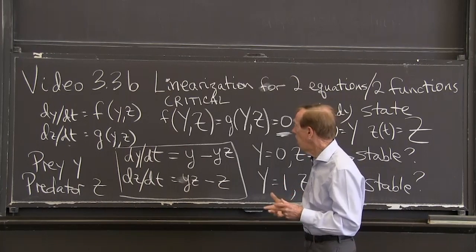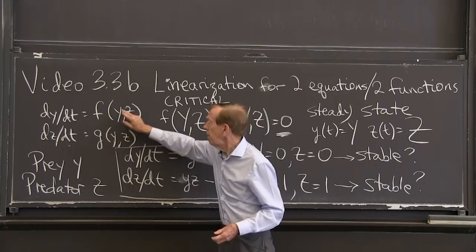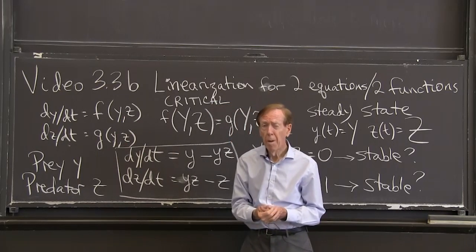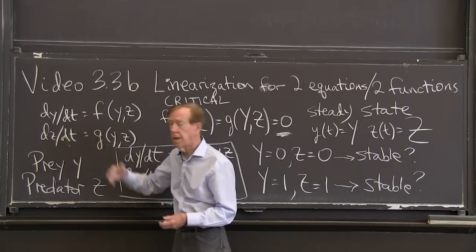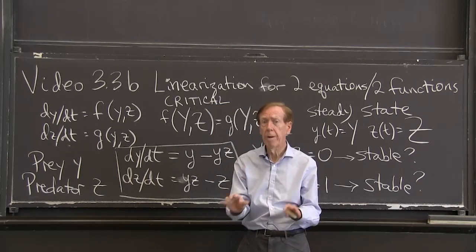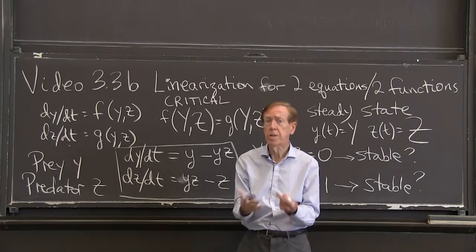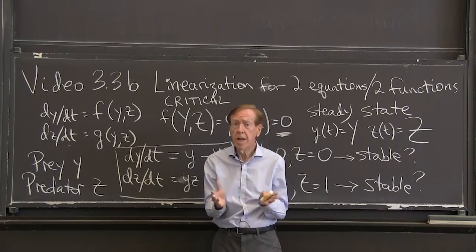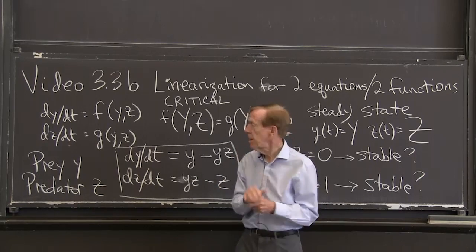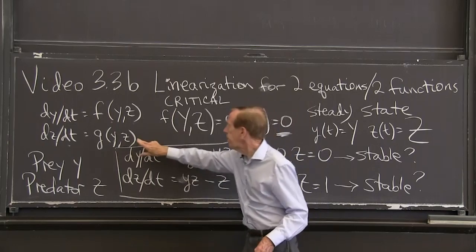Okay, so what's a critical point? A critical point is when those right-hand sides are 0, because then y and z are both constant. So they stay at that point. Wherever they are at this critical point, this steady state, they stay steady, they stay at that constant value. So we want that to be 0, and we want this to be 0.